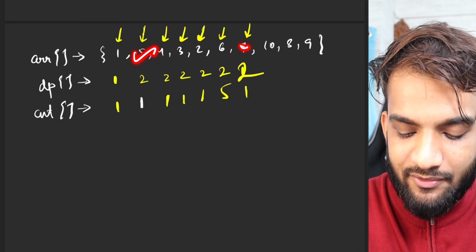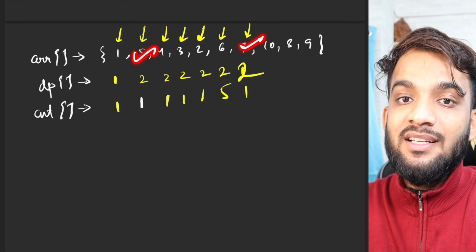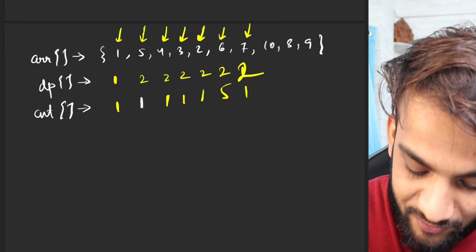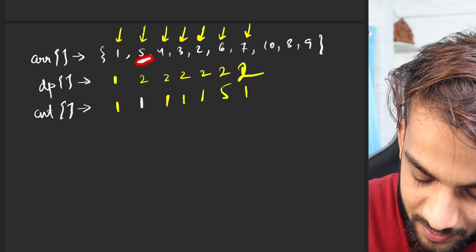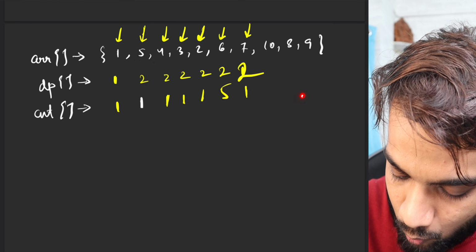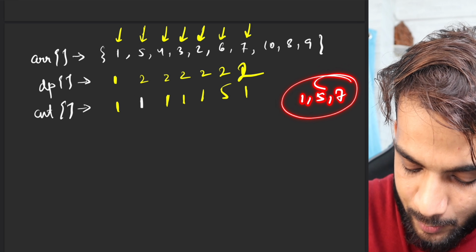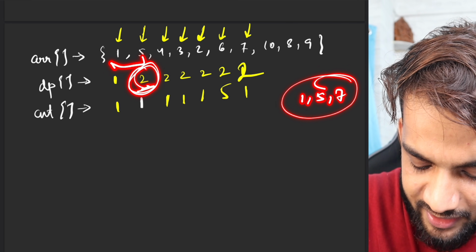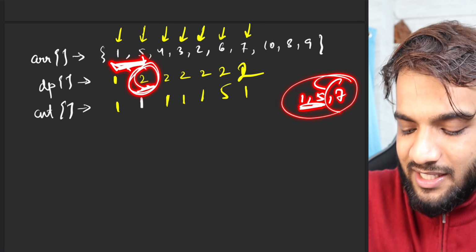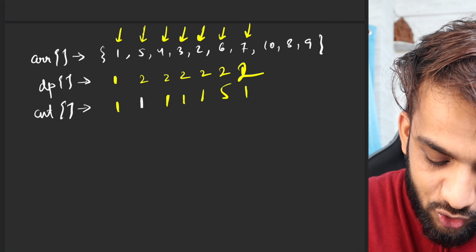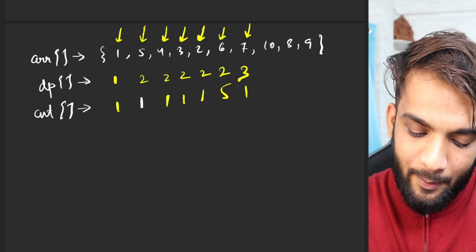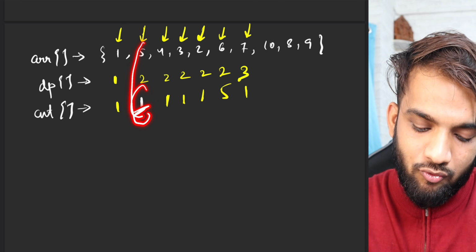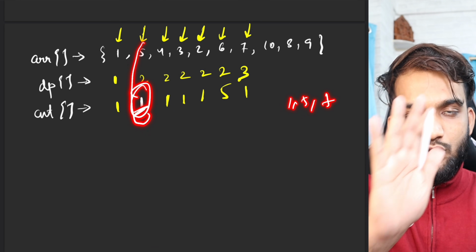Can 5 attach with 7? Yes. If 5 gets attached with 7, what will be the length? 5 getting attached means length 2, because 5 is already having 1. So 1, 5 and 7. So the length comes out to be 3 now. And how many does 5 have? Count 1. So 1, 5, 7 goes.